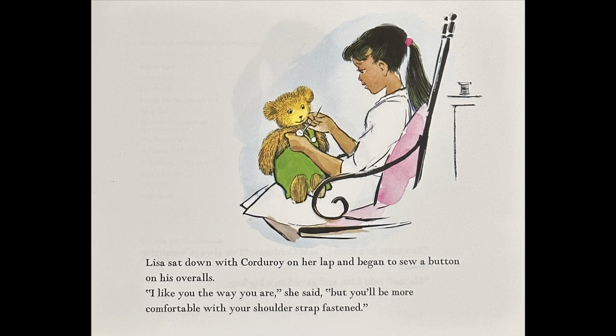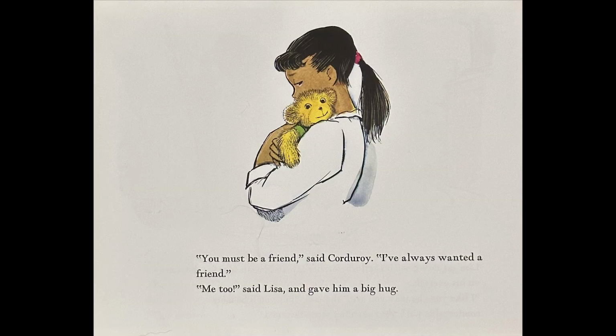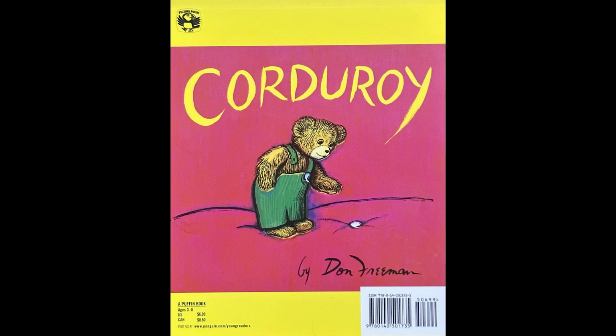Lisa sat down with Corduroy on her lap and began to sew a button on his overalls. "I like you the way you are," she said, "but you'll be more comfortable with your shoulder strap fastened." "You must be a friend," said Corduroy. "I've always wanted a friend." "Me too," said Lisa, and gave him a big hug. The end.